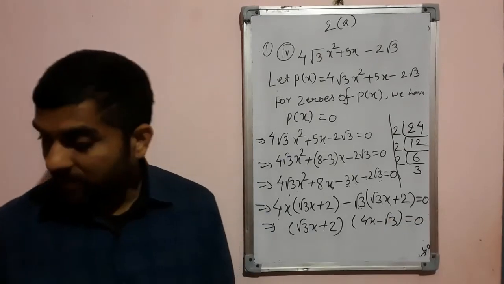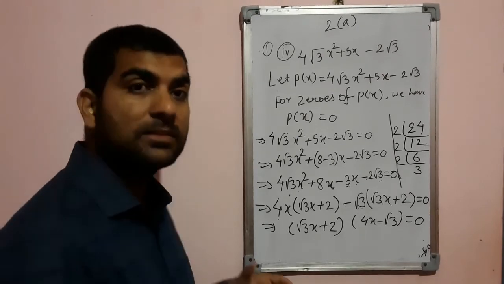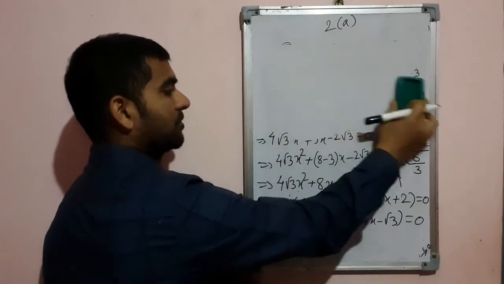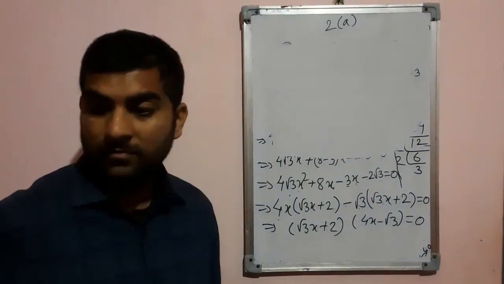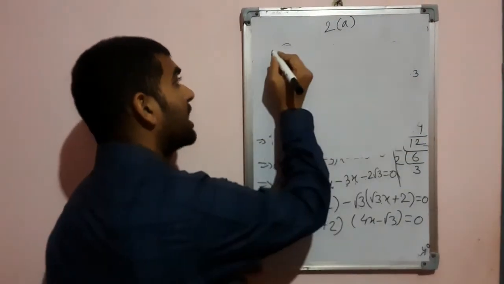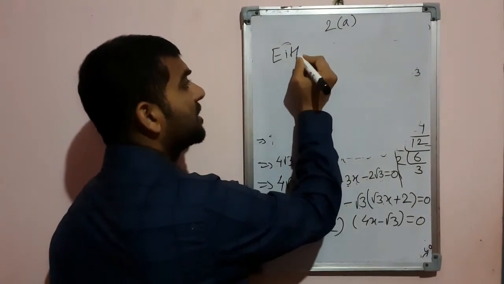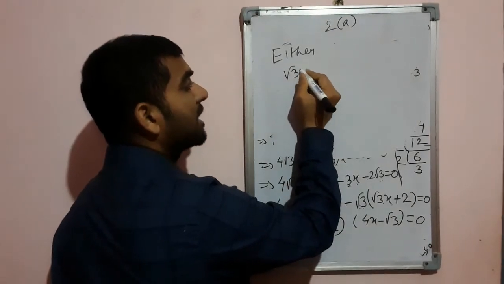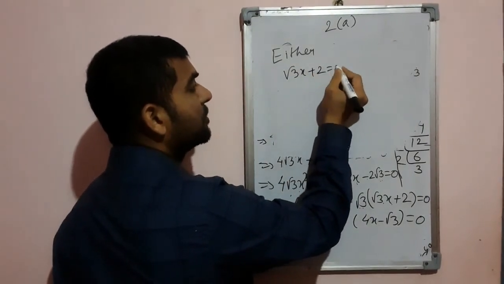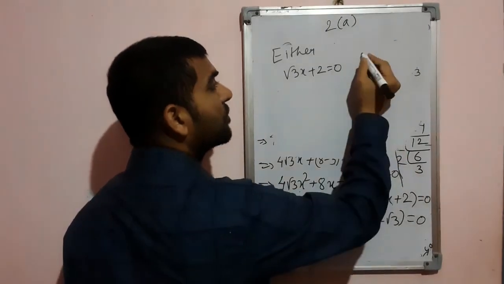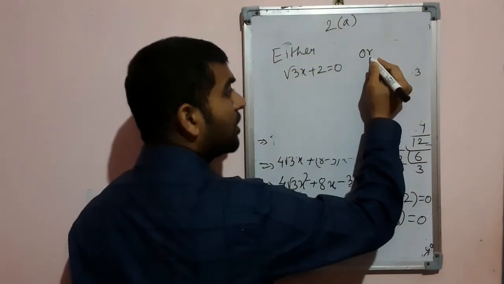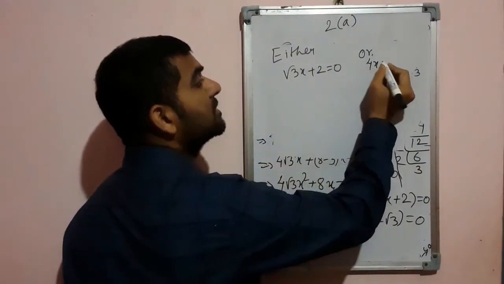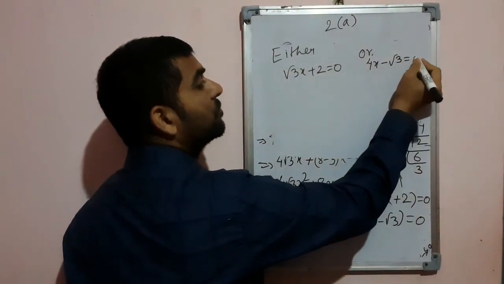Okay, last step, what you will write? You will write either first term equal to 0. So what is the first term? Root 3x plus 2 equal to 0, or this will be 0, so you will write or 4x minus root 3 equal to 0.